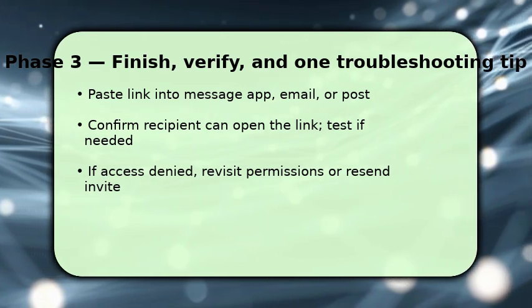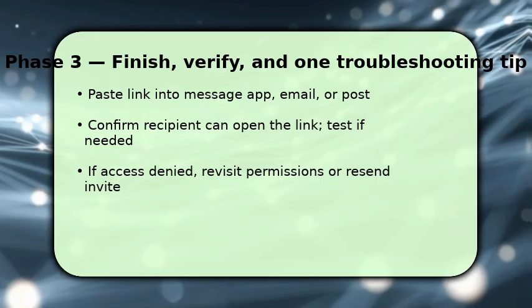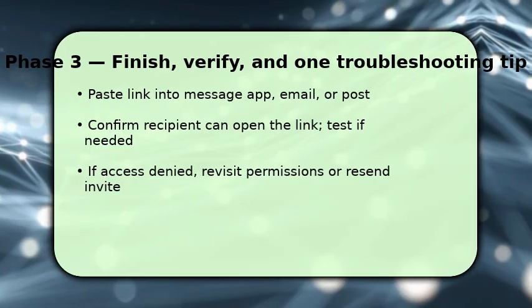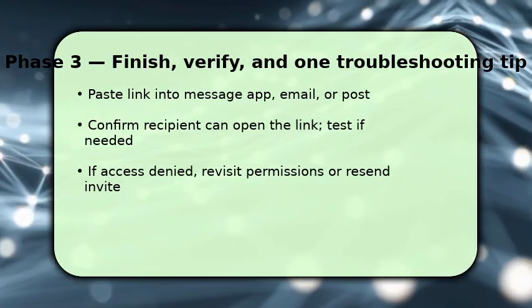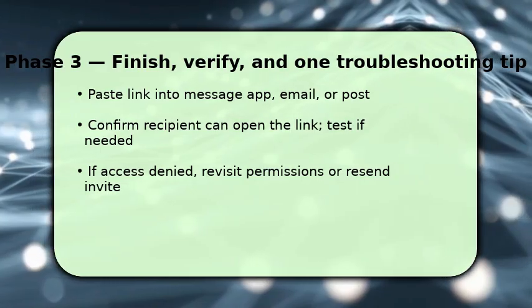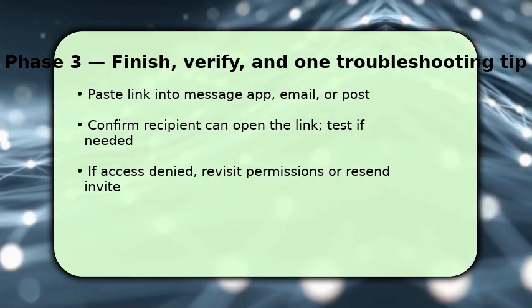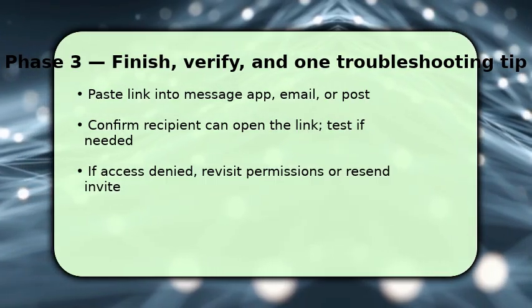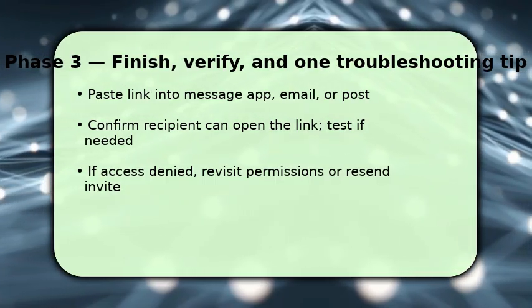After sending, confirm the recipient can open the link. Ask them to report success or try opening it yourself in an incognito tab. If someone sees access denied, go back to the file's share settings and either add their Google account or change link access to anyone with the link. One key troubleshooting tip: check you copied the latest link and that the file belongs.